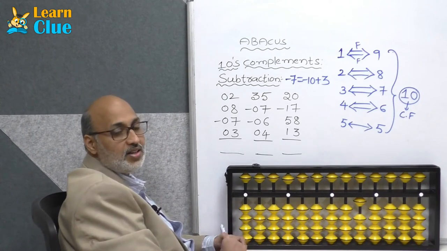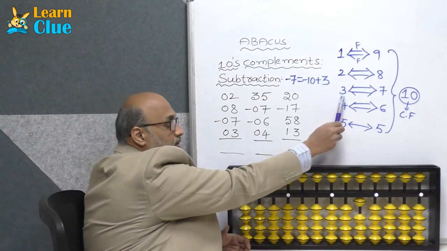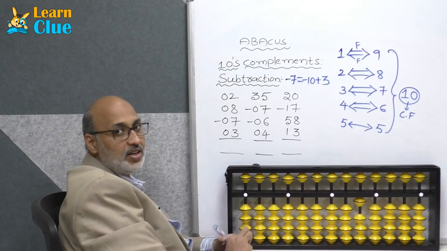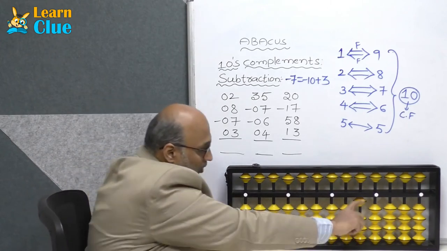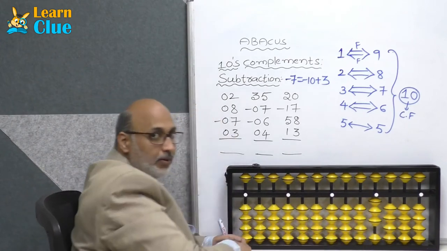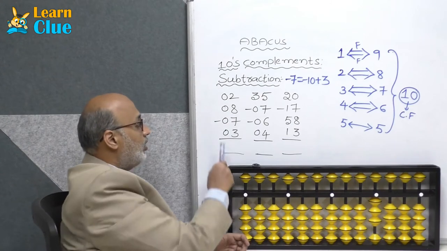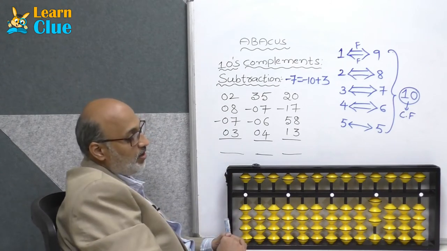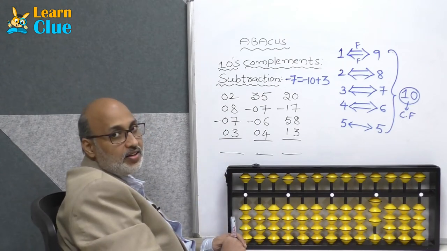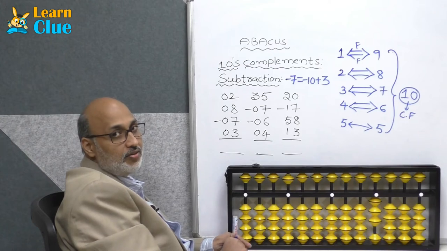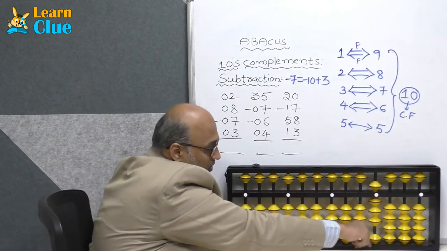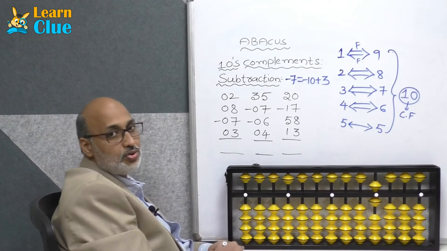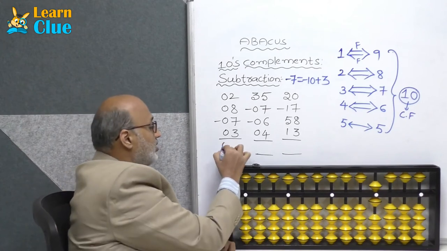Now they are asking minus 7. Who is the friend of 7? 3. 7's friend is 3. Okay, minus 10 plus 3. Okay, now they are asking again plus 3. How to do plus 3? First, try to solve in 5's complements. Plus 5 minus 2. The answer is 6.